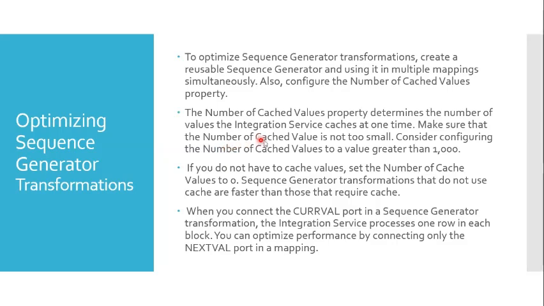Make sure that the number of cached values is not too small, right? Don't configure it too small. Consider configuring the number of cached values to a value greater than 1000. Okay, so not very small, like 1 or 10, right? Otherwise it will hit multiple times, so that it goes into the database, checks the value, then increases the number, right?